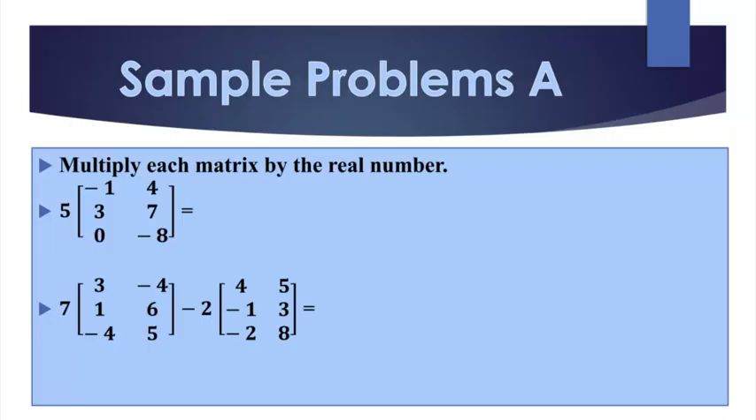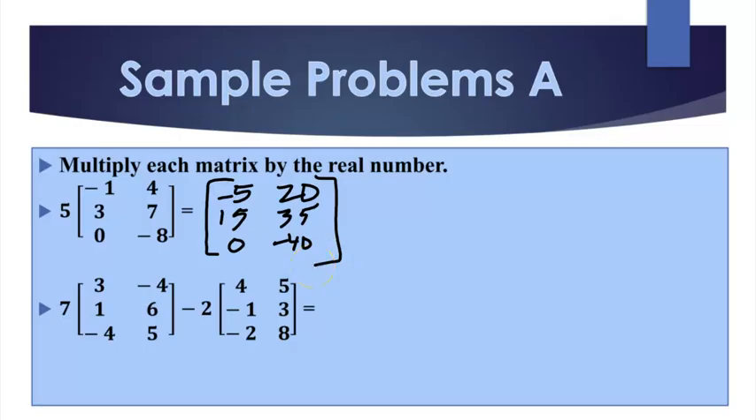Now here we're just going to be distributing. So we're going to put our matrix here. 5 times -1 is -5. 5 times 4 is 20. 5 times 3 is 15. 5 times 7 is 35. 5 times 0 is 0. 5 times -8 is -40. So that scalar multiplication is finished.